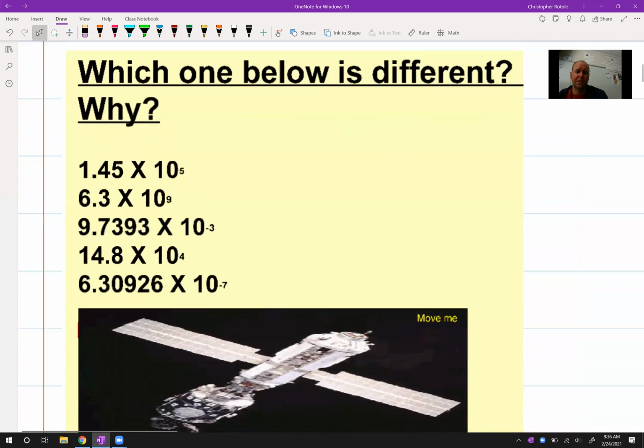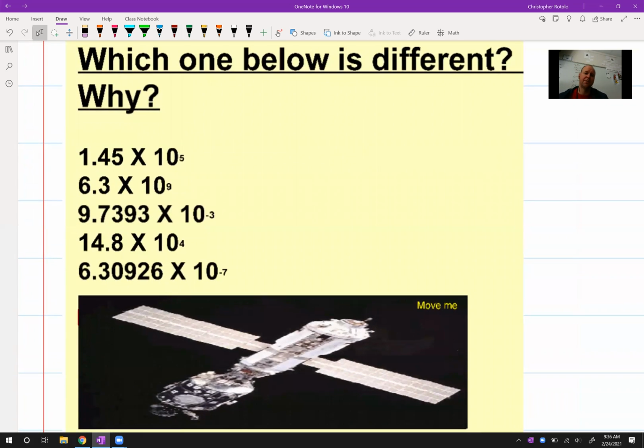All right, so quick question as we look at scientific notation. Which one's different here? I get 10 to the fifth, 10 to the ninth, 10 to the negative third, 10 to the fourth. So that one's negative, but here's 10 to the negative seventh. All right, so some of them are negative. All right, let's take a look at these. 1.45, 6.3, 9.7, 14.8, and 6. All right, so 14, this one doesn't seem okay, right?